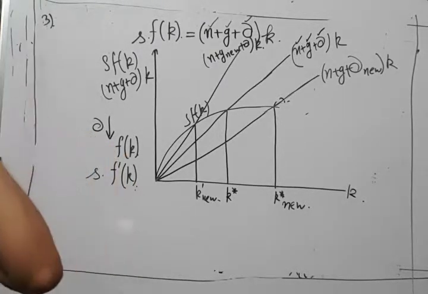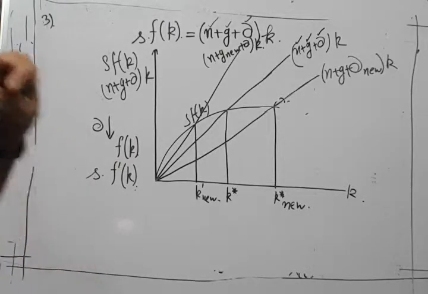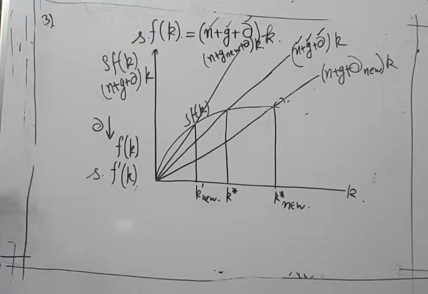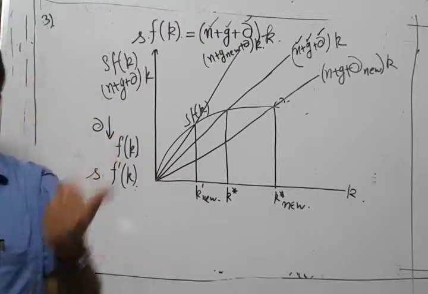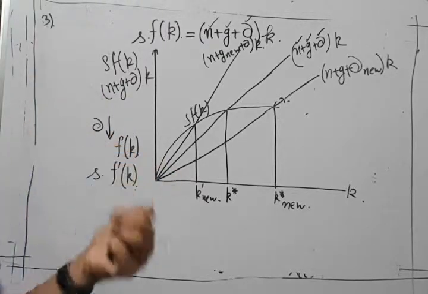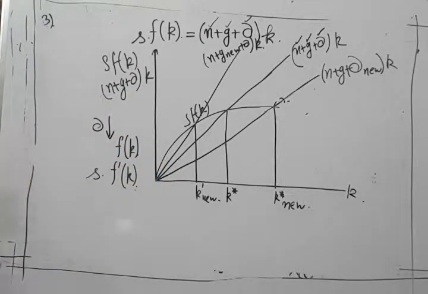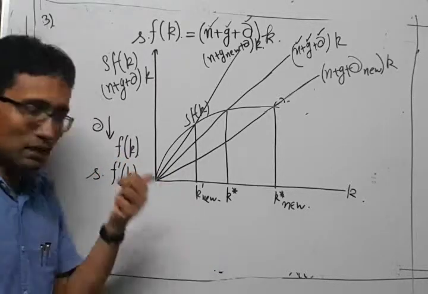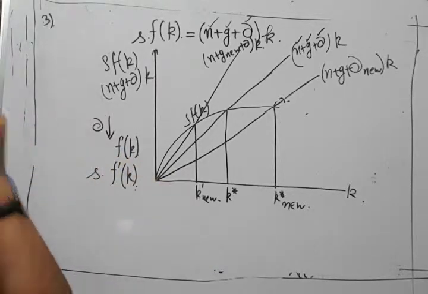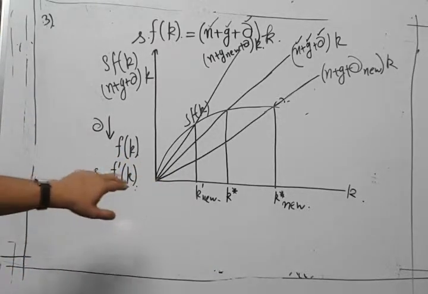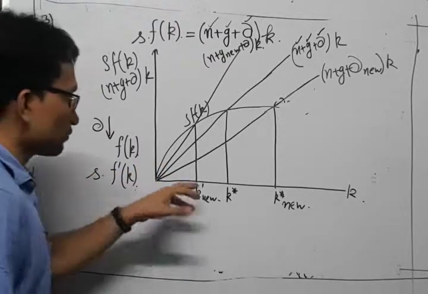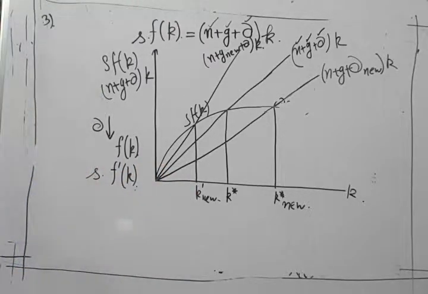So when the break-even investment becomes higher following an increase in the rate of technological progress, or for that matter any of the parameters, either n or g, then the optimal level of capital at which we will reach the break-even investment level in small k will be much lower, and that's what we are finding here.